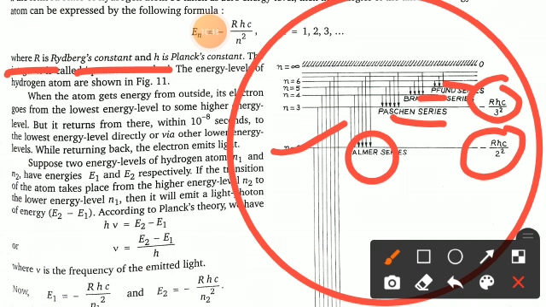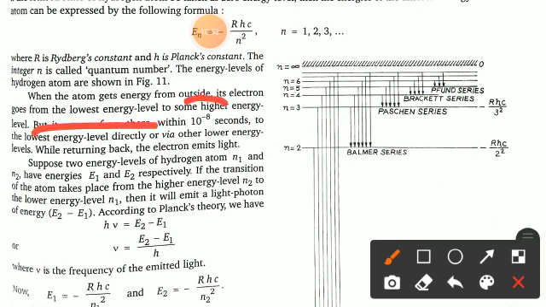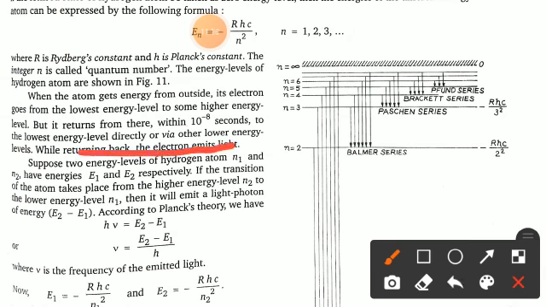When the atom gets energy from outside, its electron goes from a lower energy level to a higher energy level. That is called excitation. But it returns from there. I told you earlier that when an electron is excited from lower energy to higher energy, it remains in that state for about 10 to the power minus 8 second, and after that it returns to its lower energy state. While returning, the electron emits energy. When it goes to the higher energy level it absorbs energy, and when it comes from higher energy to lower energy it emits energy. That is the thing written here.